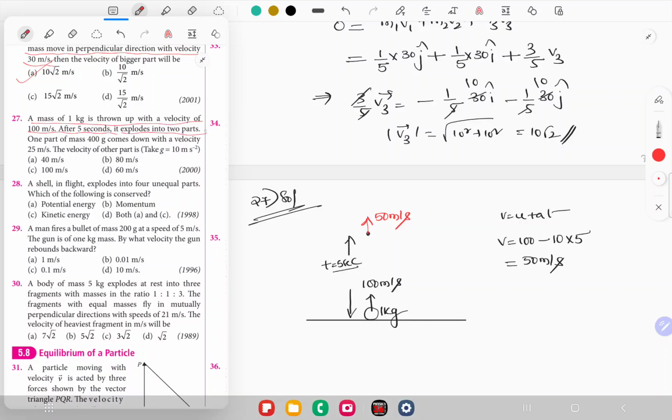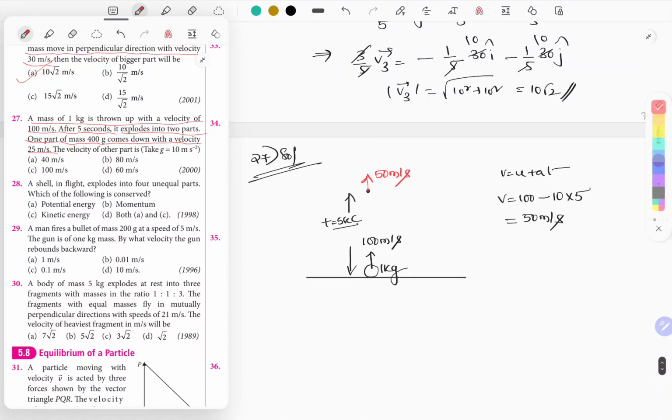After explosion, after 5 seconds, it explodes into two parts. So one particle of mass 400 grams is moving down with a velocity 25 meter per second. Another particle of mass must be 600 grams, which is moving with a velocity v. That is what we have to find out. Again, initial momentum is equal to final momentum.